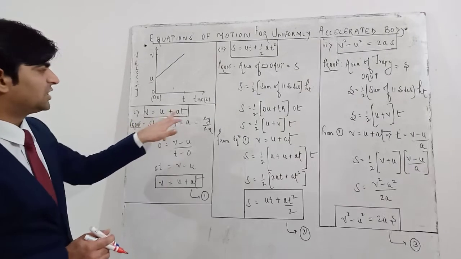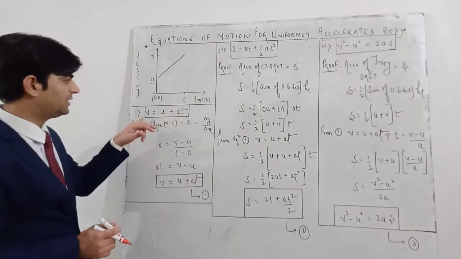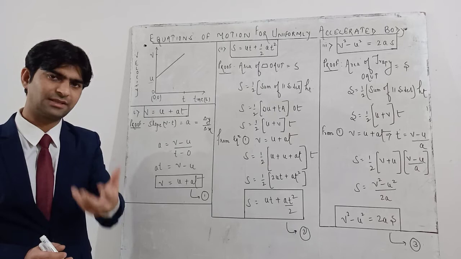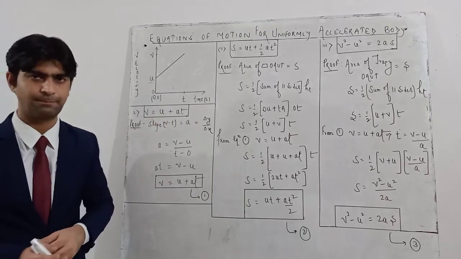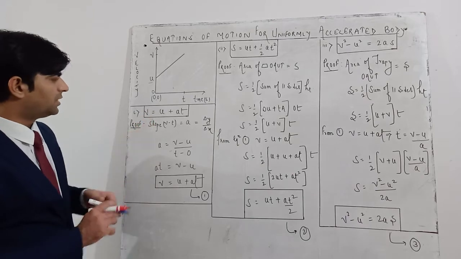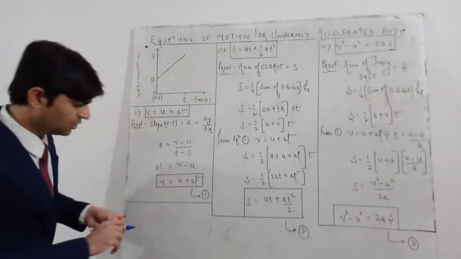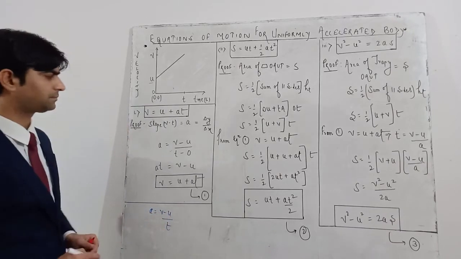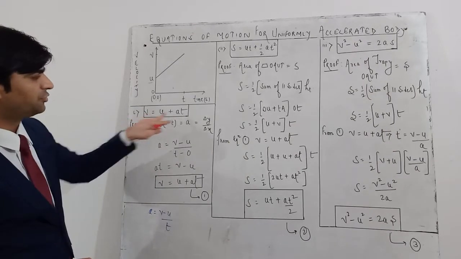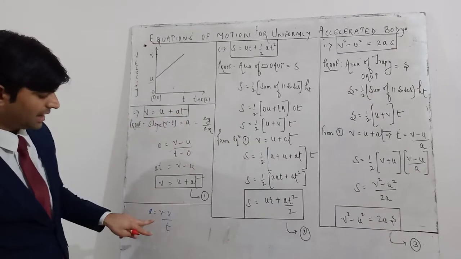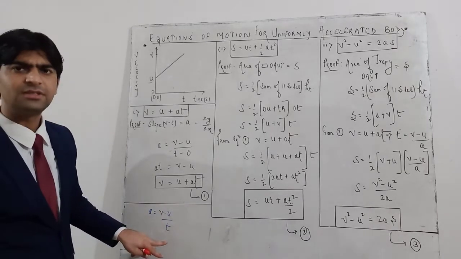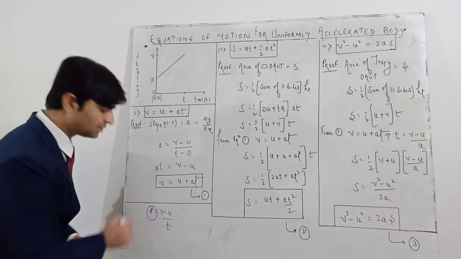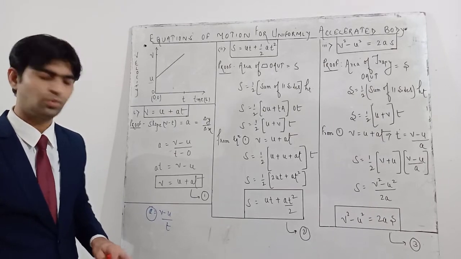This is the first equation: V = u + at, where V stands for final velocity, u stands for initial velocity, a stands for acceleration, and that too constant, and t stands for time. If you modify this equation a little bit, you will get the basic formula of acceleration: a = (v minus u) divided by t, which is the very basic formula of acceleration. That means ultimately we have to start proving this equation with acceleration.